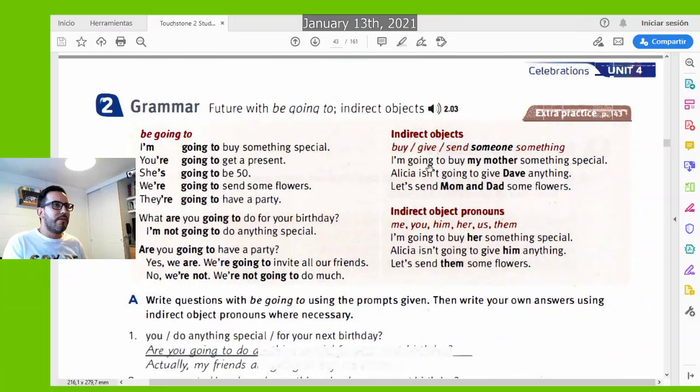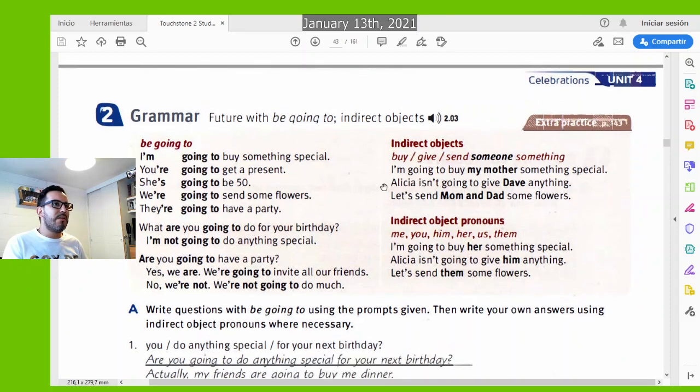Okay. Then, Alicia isn't going to give Dave anything. So one person is Alicia, the other person is Dave. Anything is the direct object. Nada también puede ser un objeto directo. ¿Ok? ¿Por qué? Porque también es afectado por el verbo. Alicia isn't going to give Dave anything. No le va a dar a Dave nada.